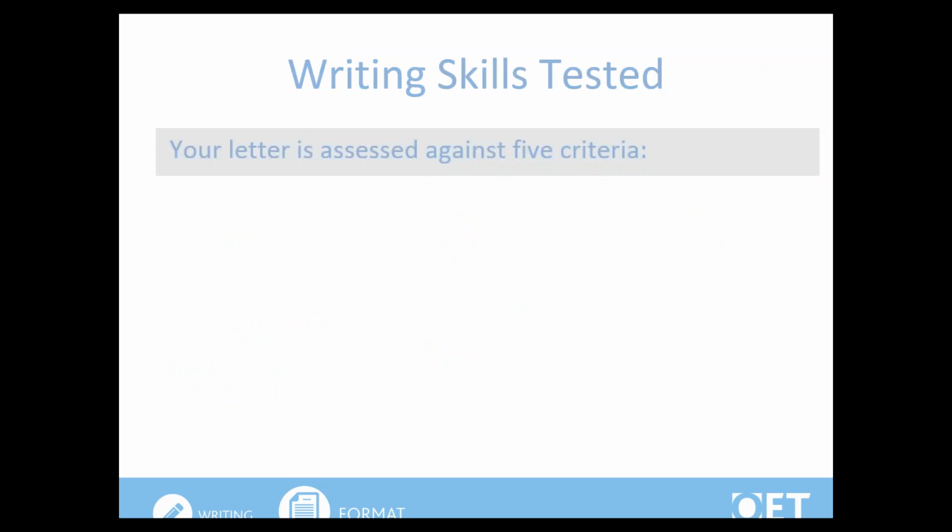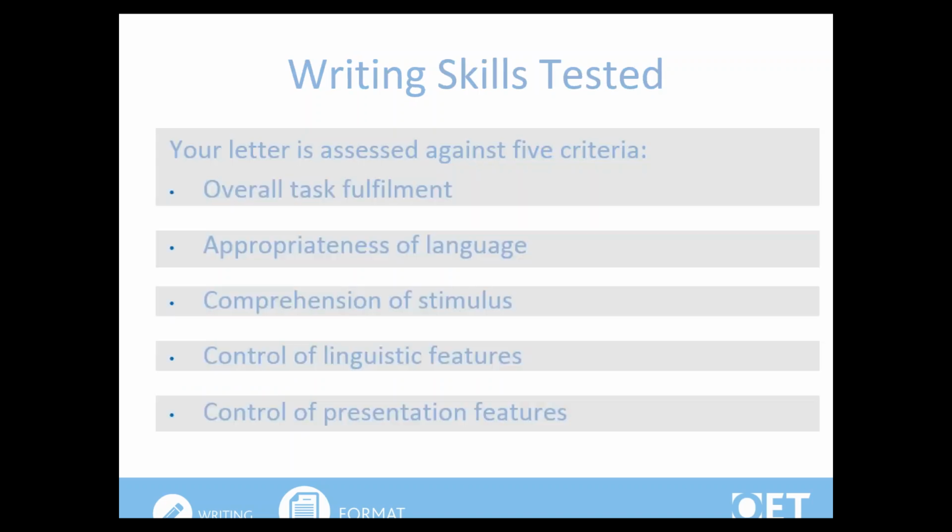Your letter is assessed against 5 criteria: overall task fulfillment, appropriateness of language, comprehension of stimulus, control of linguistic features, and control of presentation features. These can be more clearly understood in these statements. Overall task fulfillment is the overall impact of your letter on the reader and whether the response is of the required length.